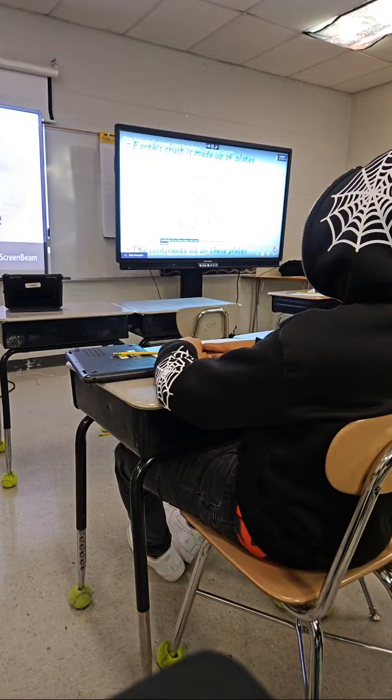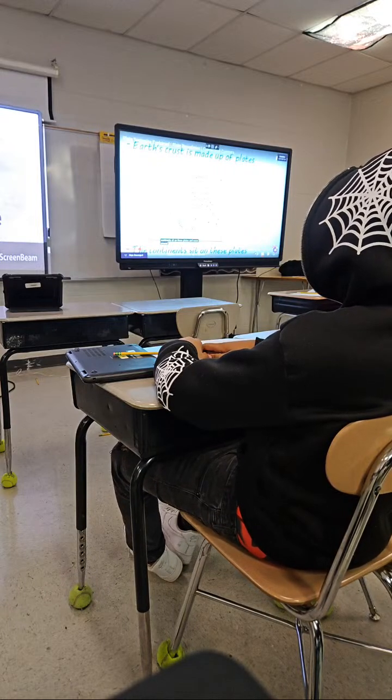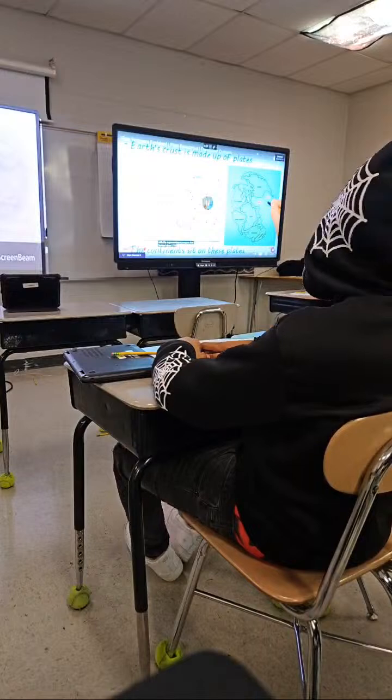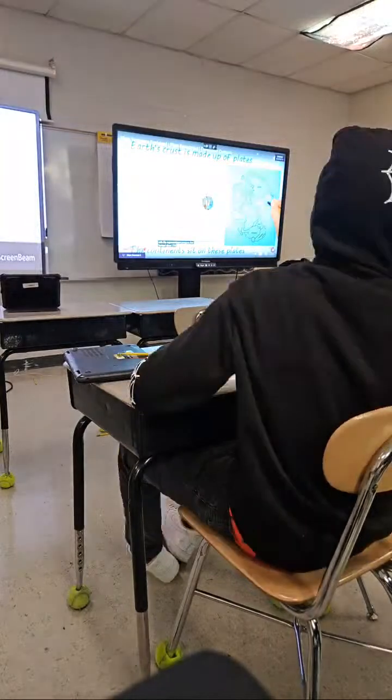Today we're talking about plate tectonics. The Earth's crust is made up of plates that move across the Earth's surface. The continents sit on these plates and move around with them. You may be familiar with the supercontinent Pangea that formed about 270 million years ago. So you see over there, all of the land mass was together 270 million years ago, called Pangea.